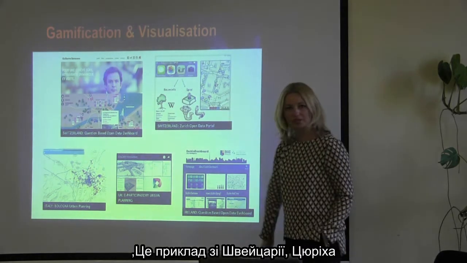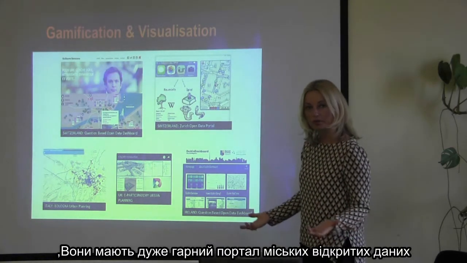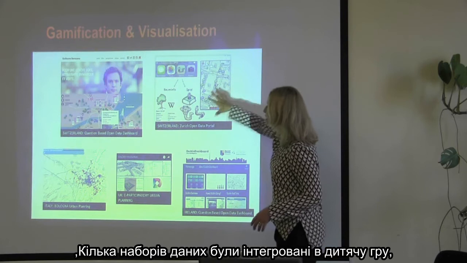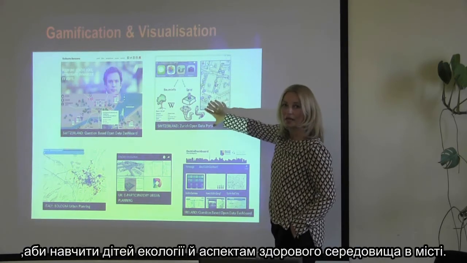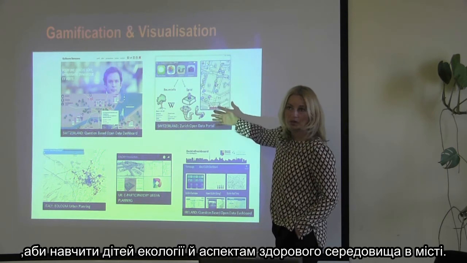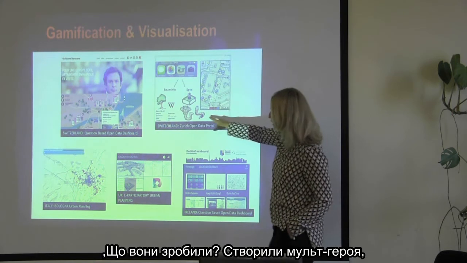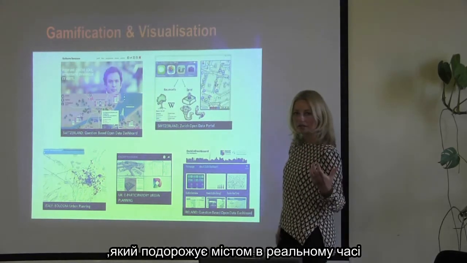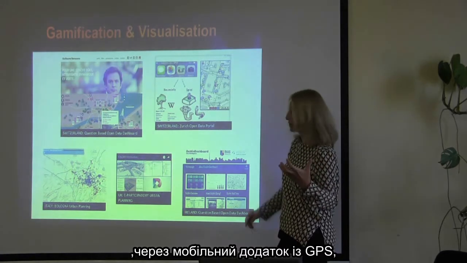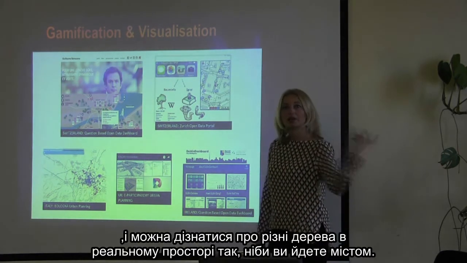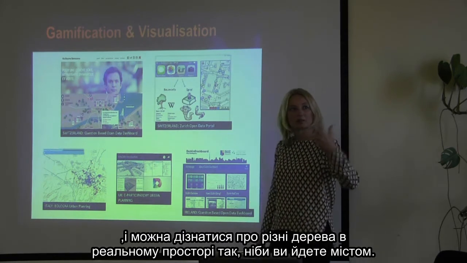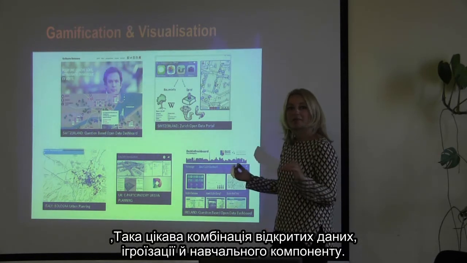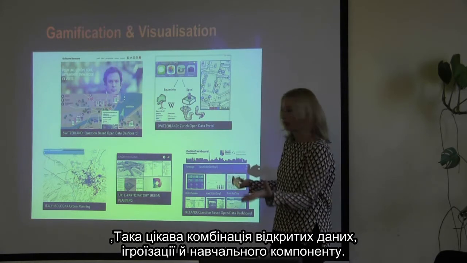It's an example from Switzerland, from the city of Zurich. It has a very active open data portal where it released a lot of city-level data. And one of the data sets, or several data sets, were integrated into this game for children to teach them about ecology and natural aspects, environmental aspects in the city. What it does, it created a cartoon character, this worm, that goes actually through the city in real time through GPS positioning, through mobile application, and you can actually learn about different trees in real time, in real space, as you're going through the city. That's very interesting. Again, combination open data, gamification for enhanced and educational purpose for children.